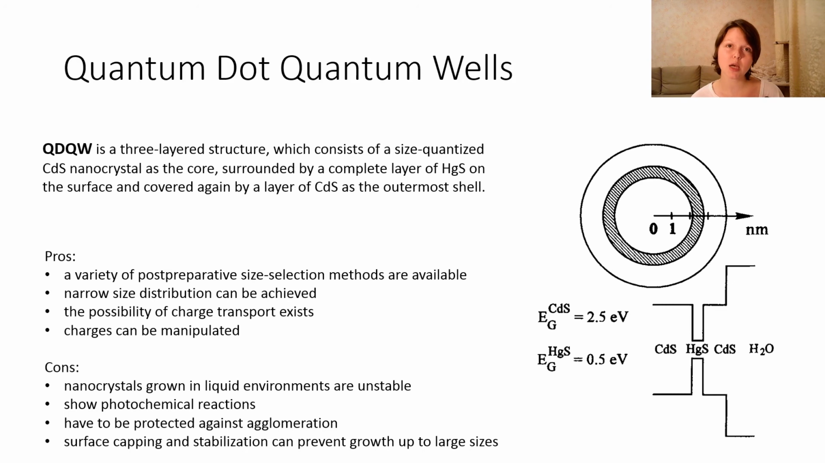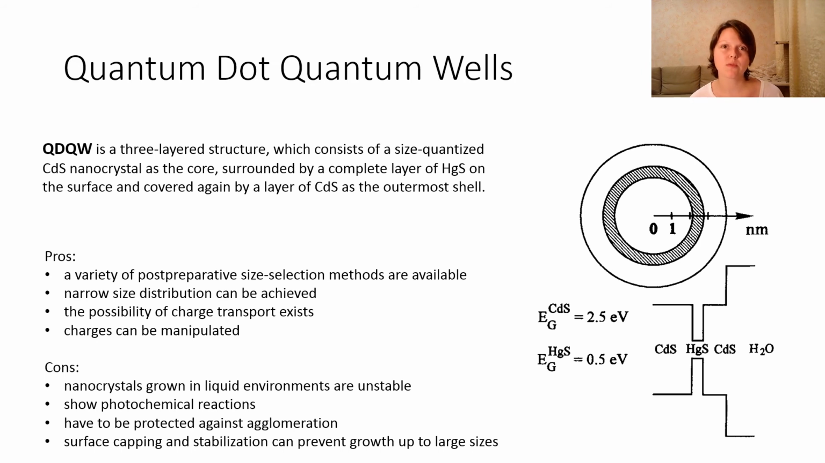But at the same time, we have several disadvantages. Nanocrystals grown in liquid environments are very unstable. They show photochemical reactions and they have to be protected against agglomeration all the time. Also, such techniques as surface capping and stabilization can prevent growth up to larger sizes.